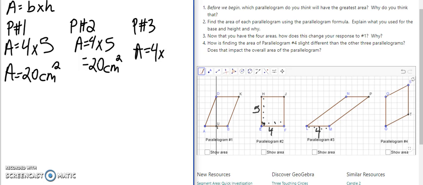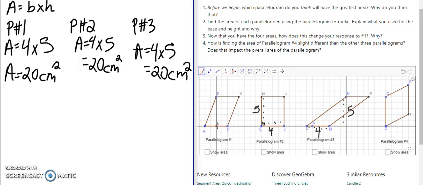I know in essence that because N doesn't line up with LM, I'm going to need to extend that line, like we've talked about before. And then I can make my perpendicular height from point N down to that line. And I can now count 1, 2, 3, 4, 5. Well, that's also 5, so that's also 20 square centimeters.